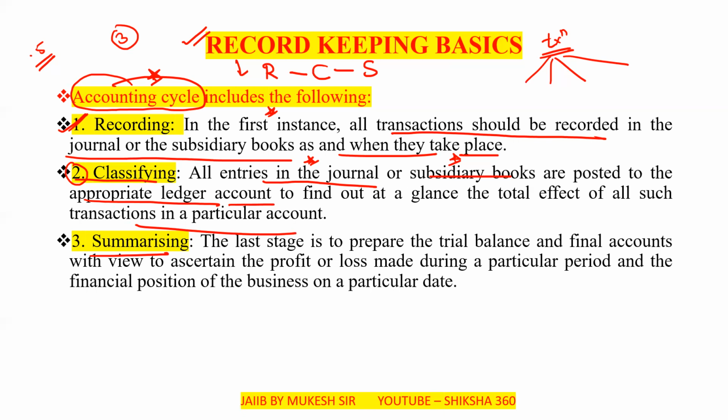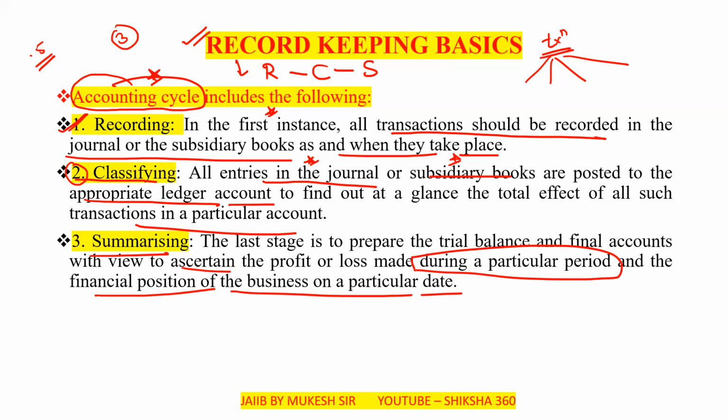Third one is the summarizing. The last stage is to prepare the trial balance and final accounts with a view to ascertain the profit or loss made during a particular period, that is, to understand how much profit or loss was made, and the financial position of the business on a particular date.